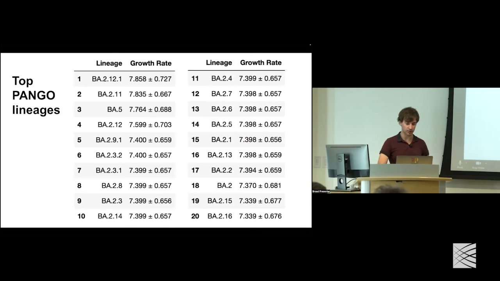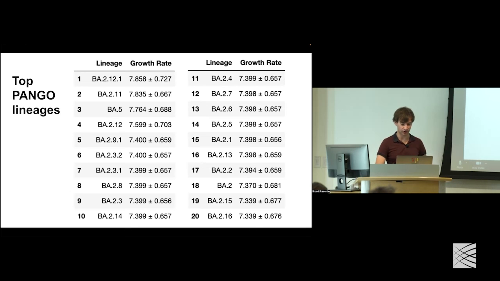Remember, this is using data through April 18th. These are the top 20 lineages as ranked by this model, right? So we're using this so-called Pango notion of lineages. There are a few thousand Pango lineages. This is a pretty fine-grained notion of SARS-CoV-2 lineage.